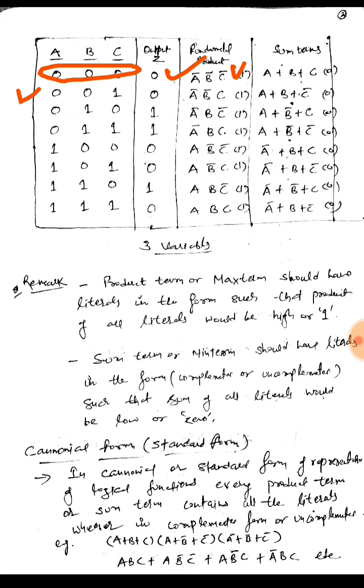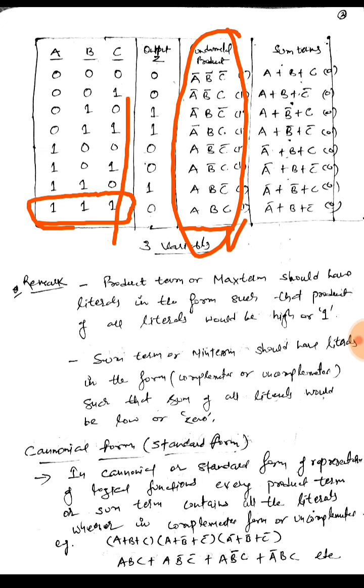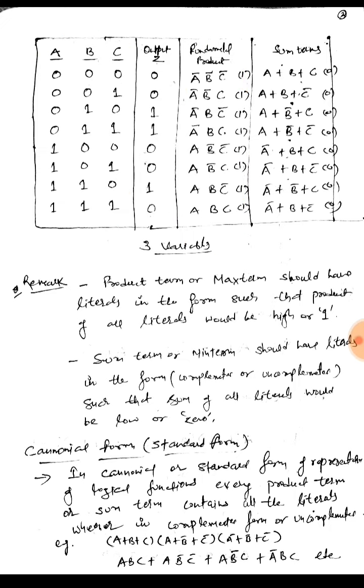So for the second combination I will be having a bar, b bar as both of them are 0, and c would remain c in the uncomplemented form. It is already 1, so I don't need to complement it. I will complement only a and b, so it would become a bar, b bar and c, and the output would be 1. Similarly, in the last case you can see all of them are 1, so I don't need to complement them. I will write them as it is, a, b, c, so it would be 1 again. So these are the max terms for a particular combination of inputs.